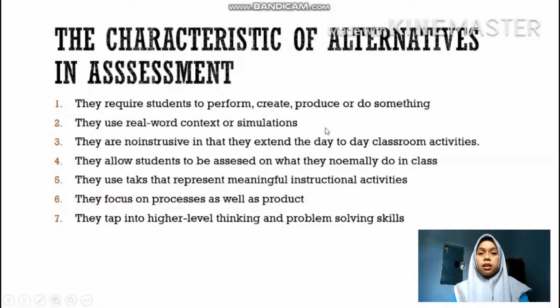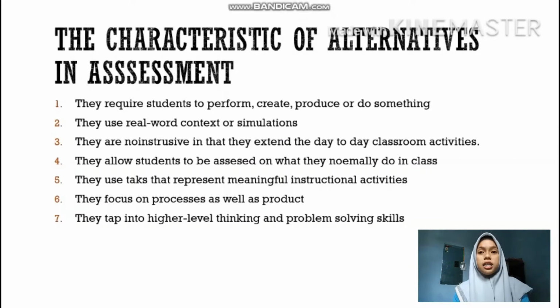Second is they use real world, context, or simulations. The next, they are non-intrusive in that they extend the day-to-day classroom activities. The next, they allow students to be assessed on what they normally do in class. They use texts that represent meaningful instructional activity. The next, they focus on process as well as products. The next ones, they tap into higher level thinking and problem solving skills.